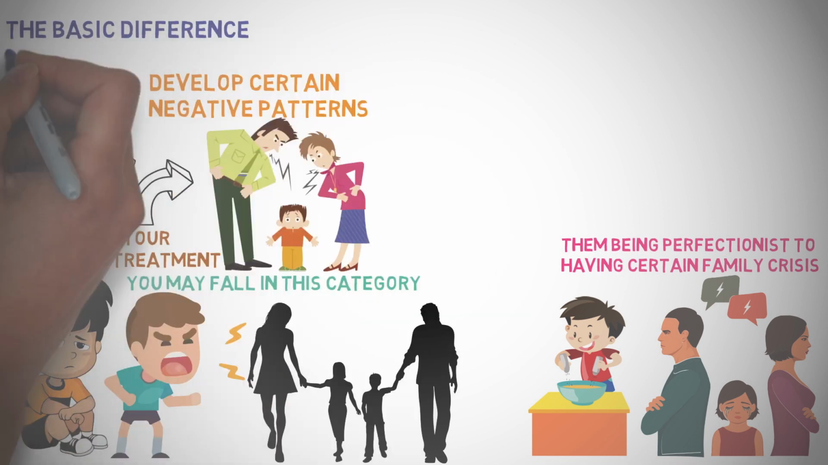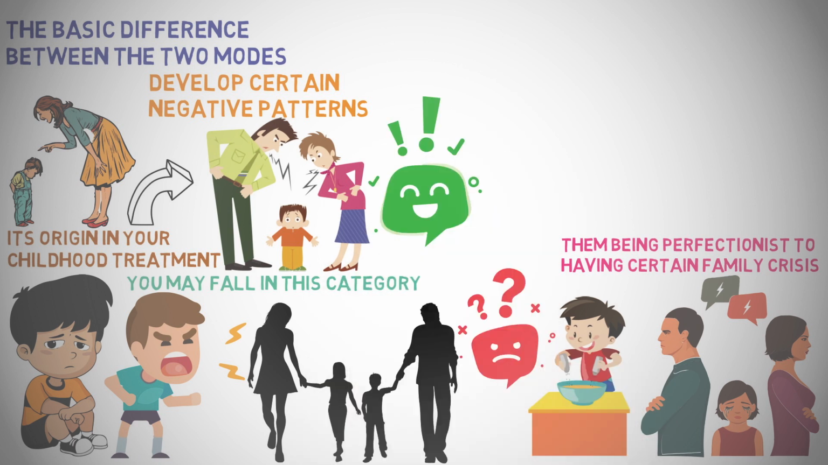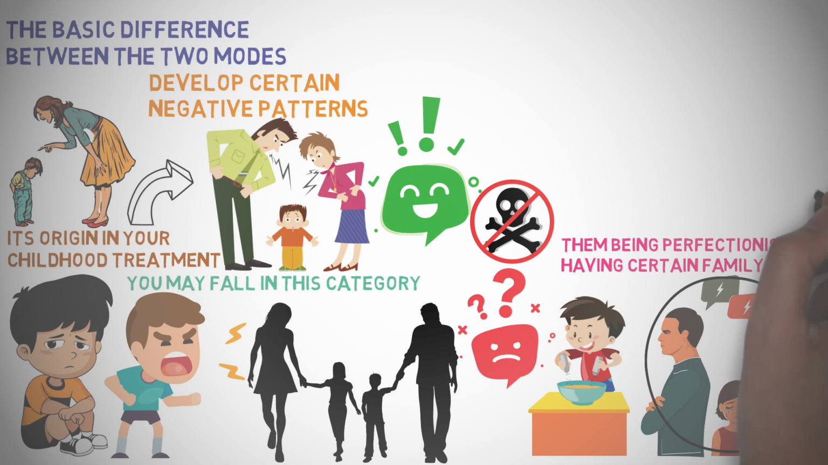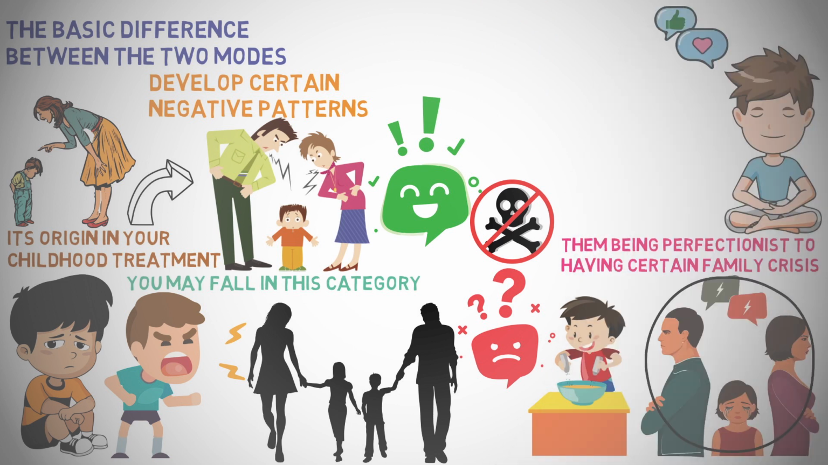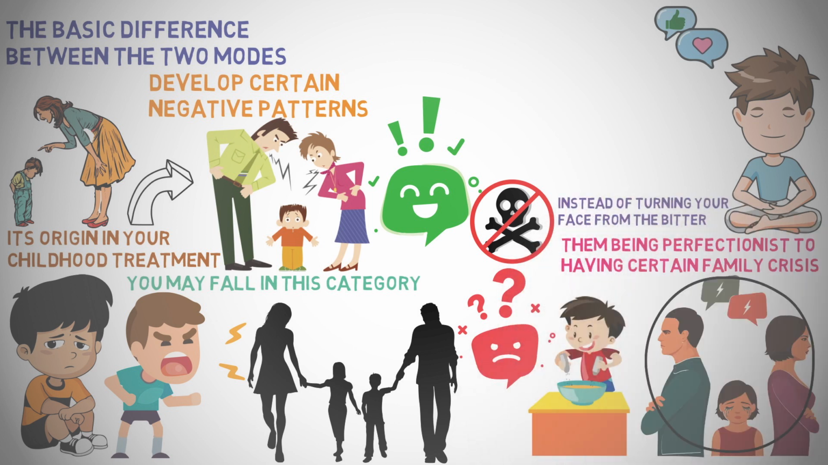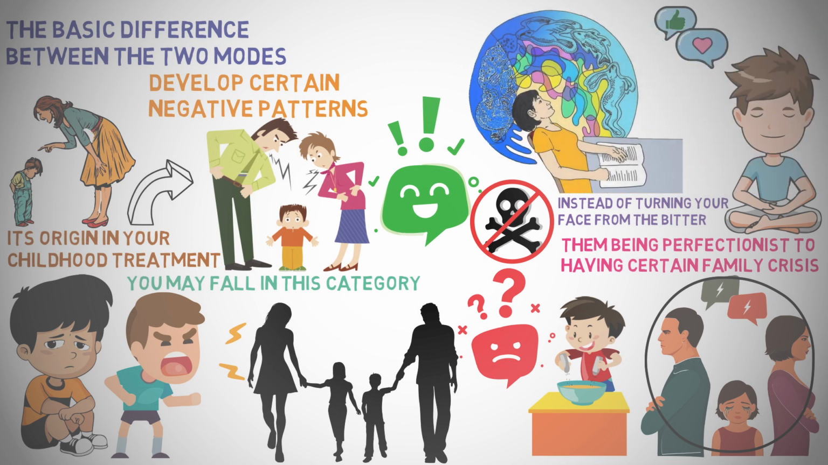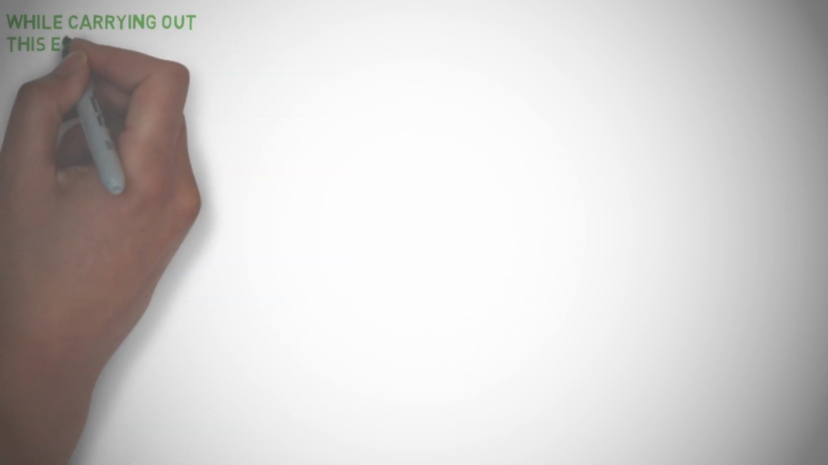The basic difference between the two modes is that of negative and positive respectively. Dysfunctional parent mode has harmful effects, while the healthy adult mode proves positively effective in this regard. Furthermore, instead of turning your face from the bitter yet inevitable truth of your life, you need to visualize the spoiled elements of your inner child. You are suggested to be cautious while carrying out this exercise as it may lead you to mood shifts.